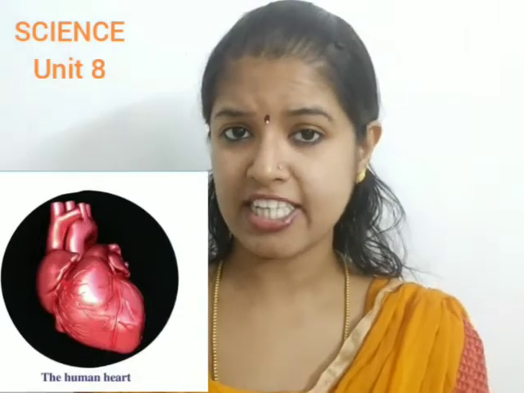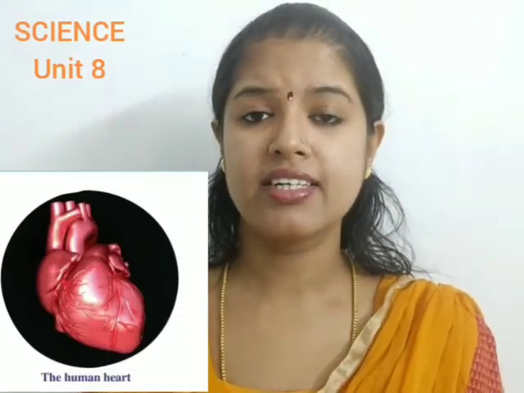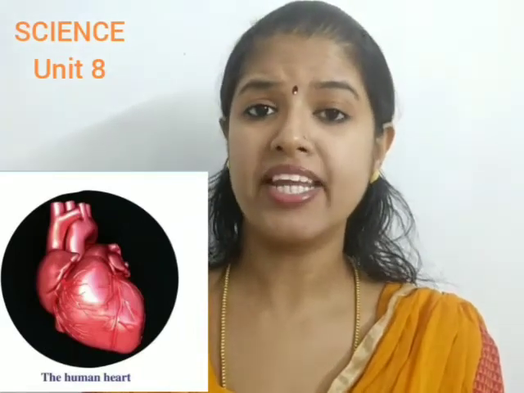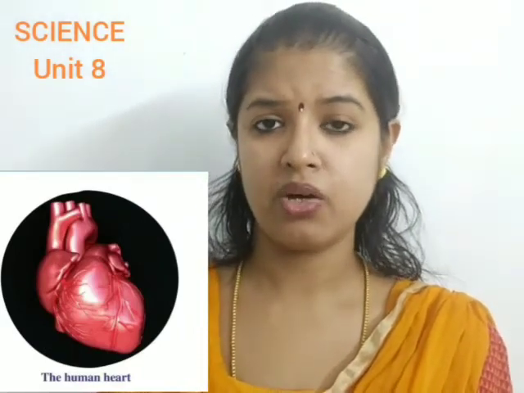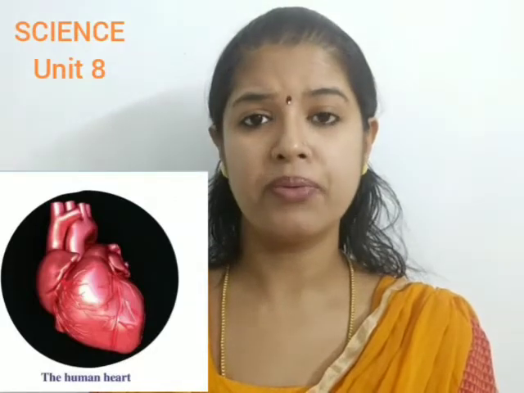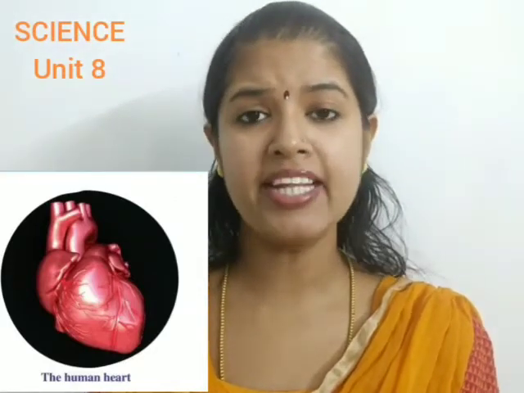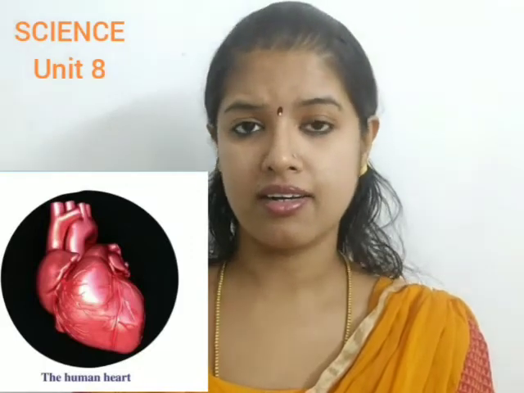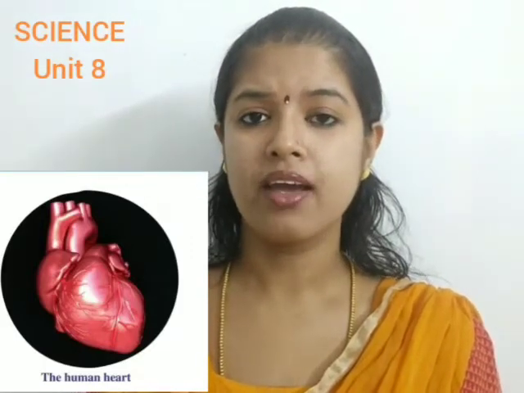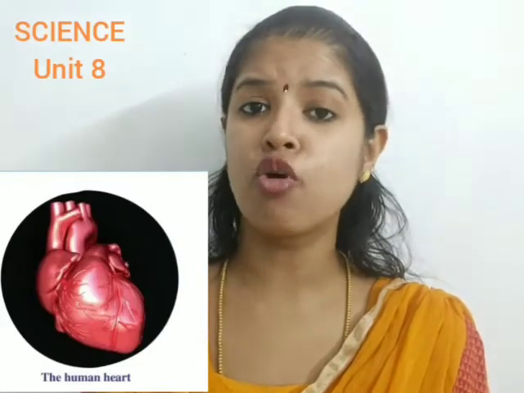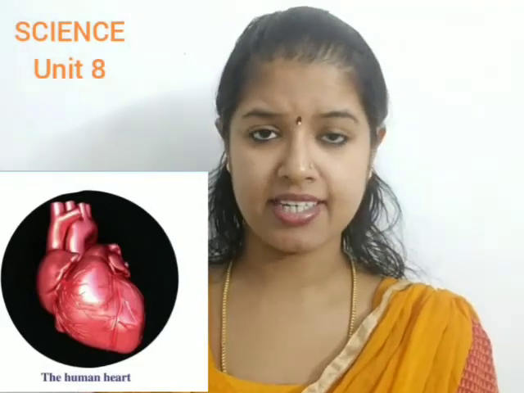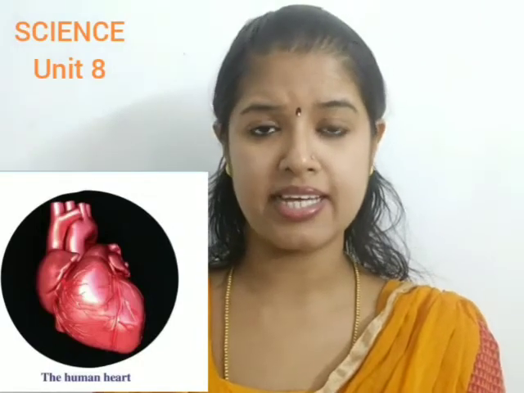It is situated in the thoracic cavity, and it has a double membrane called pericardium. And it is the main organ which pumps blood to all parts of the body. And it consists of 4 chambers, auricles and ventricles. It consists of 4 chambers.